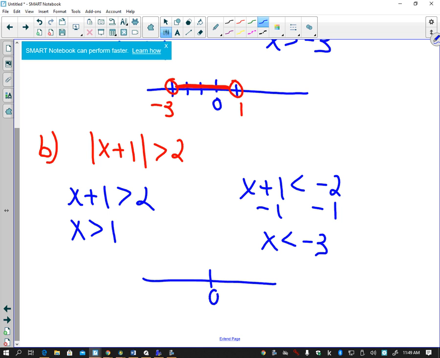Still got 0, still got 1, still got negative 3. There are still open circles on either end, but x is less than negative 3, so it's got to go back to the left from negative 3. But it's greater than 1, so it's got to go to the right of 1. Does that work?